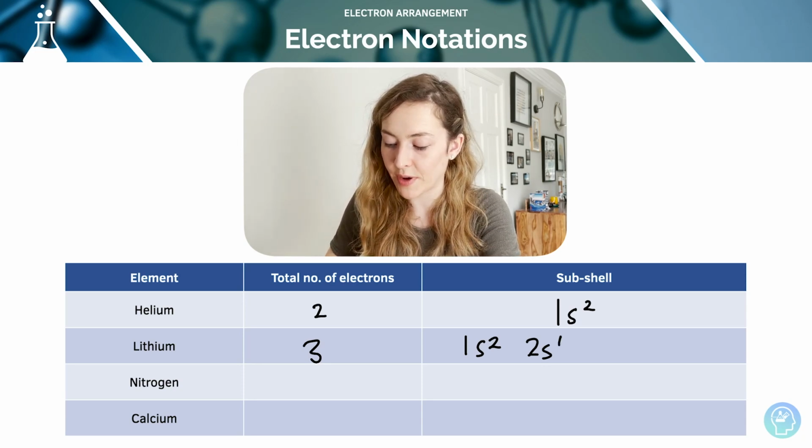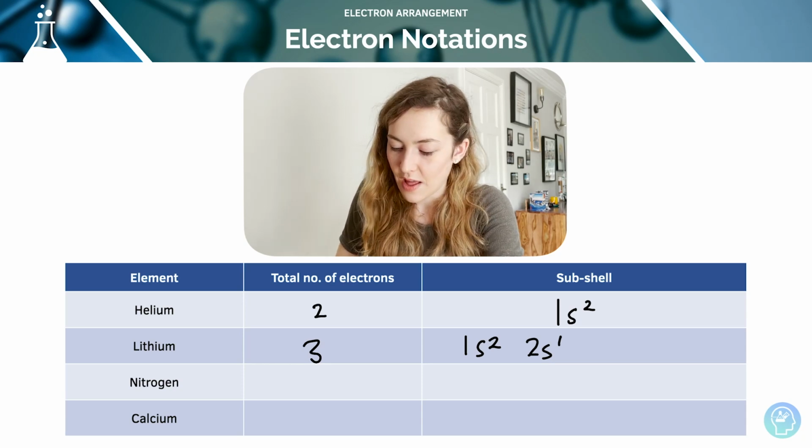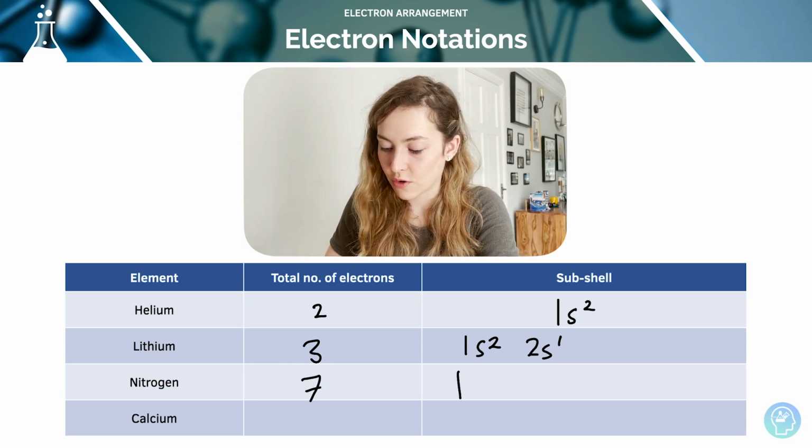We've used 2 up already, so we're going to put the remaining 1 in there. Then we've got nitrogen, which is 7 electrons. So we're going to fill the 1s. You see there's a pattern here. Then we're going to fill the 2s, and the 2s is full, so it's 2s2.